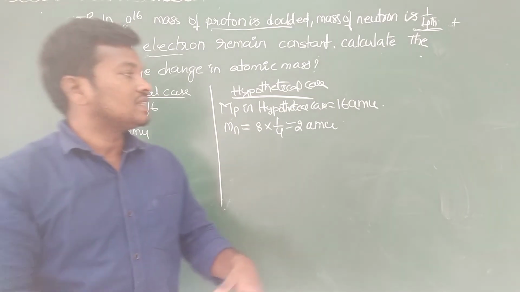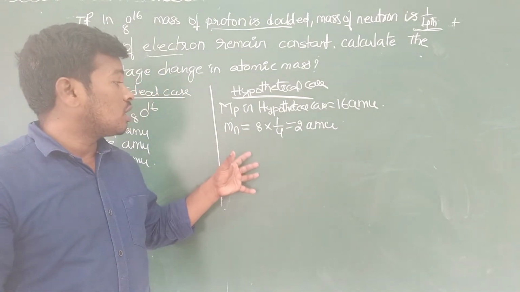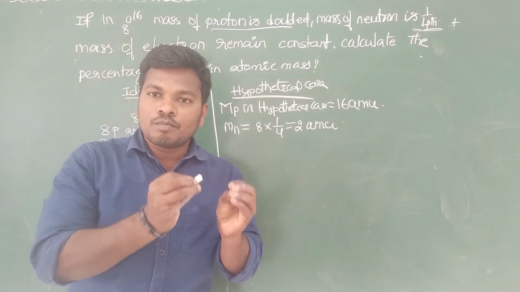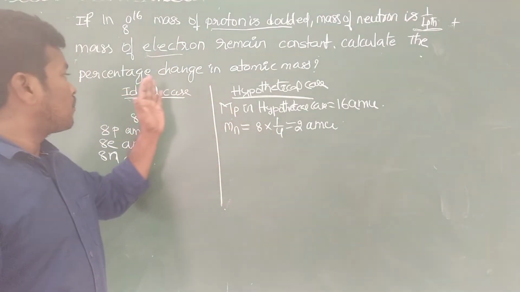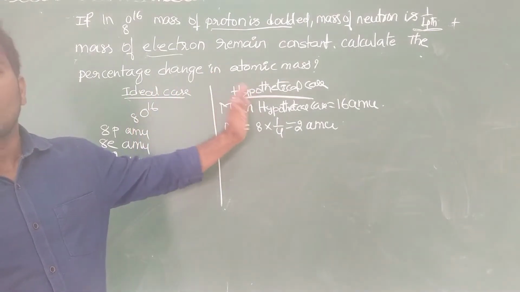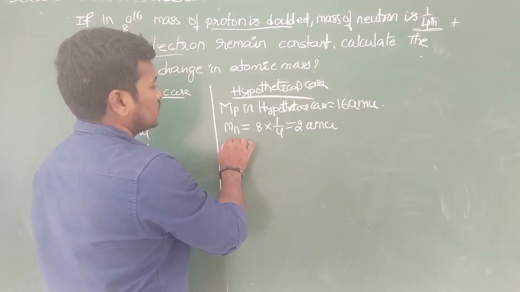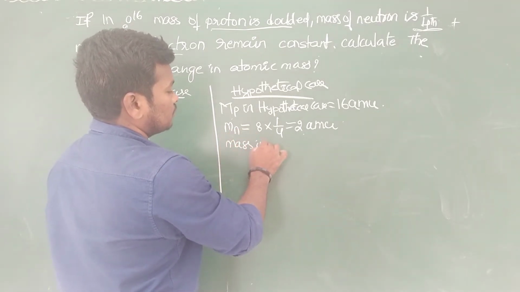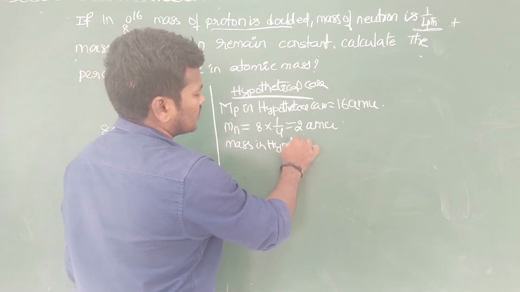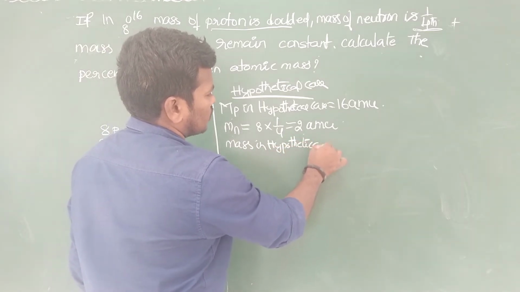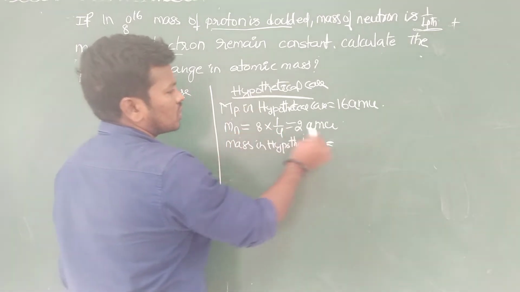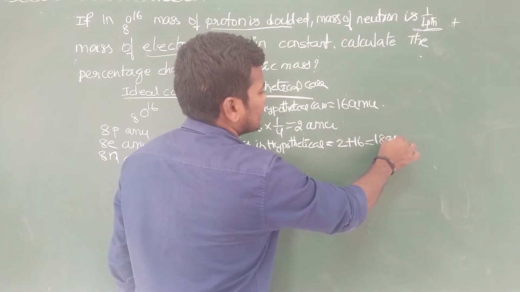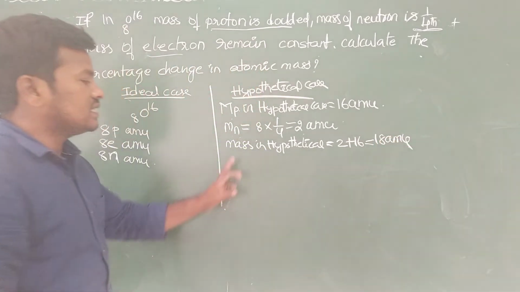After doubling the proton mass, and the neutron mass being 1 by 4th the mass of the electron, you will get some mass. What is the change between the ideal case and the hypothetical case? The mass in the hypothetical case is neutron plus proton. Neutron is 2, proton is 16, total 18 AMU.